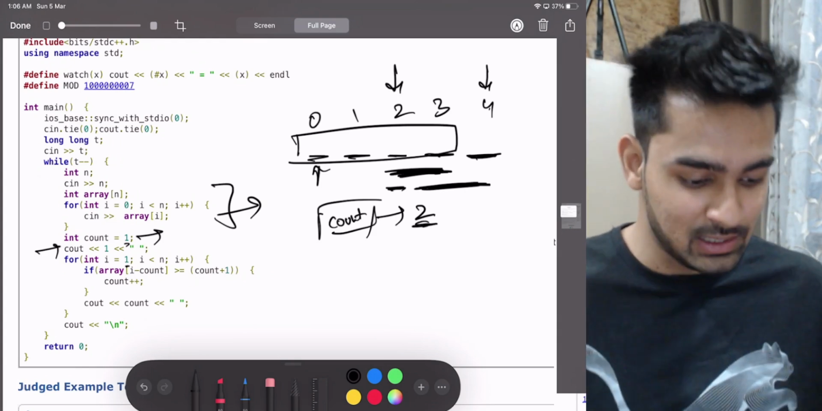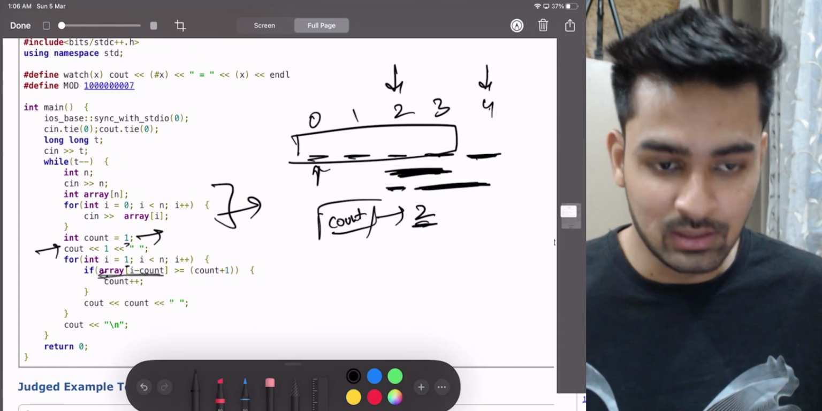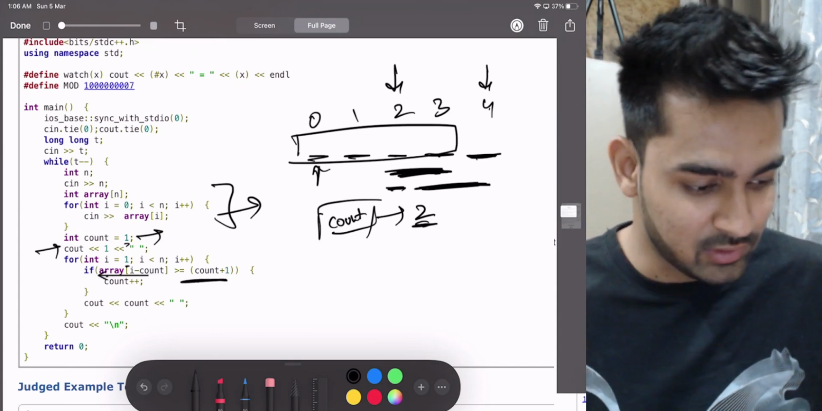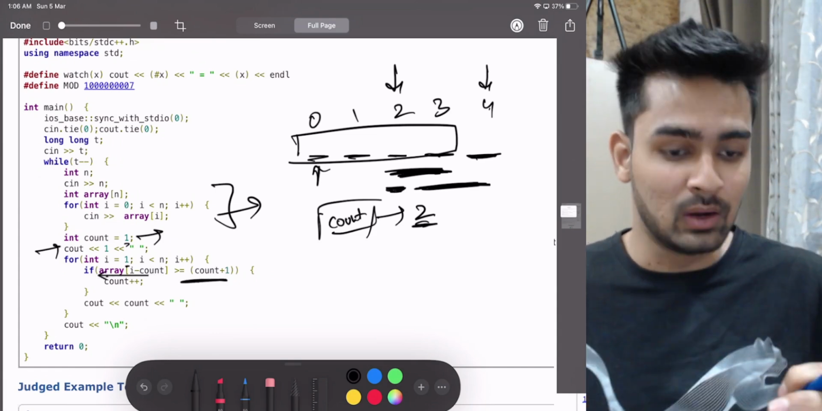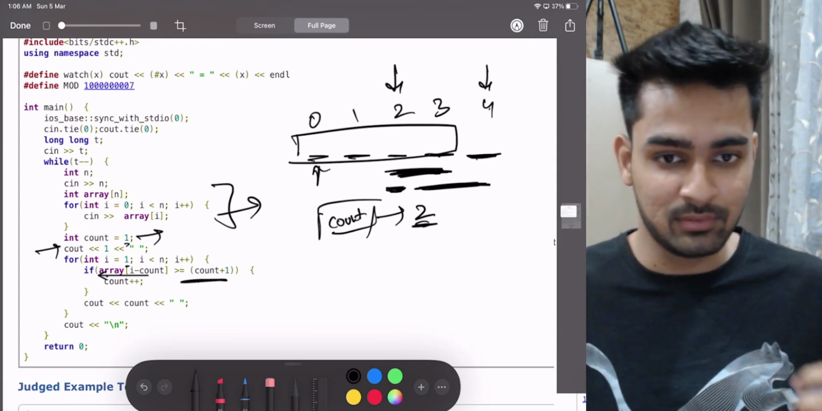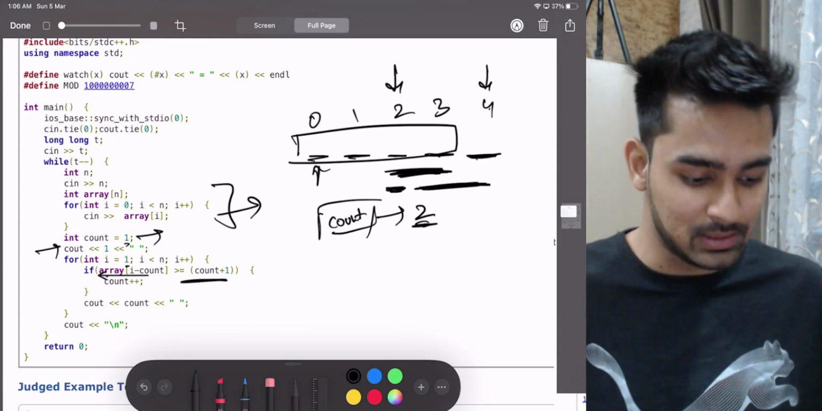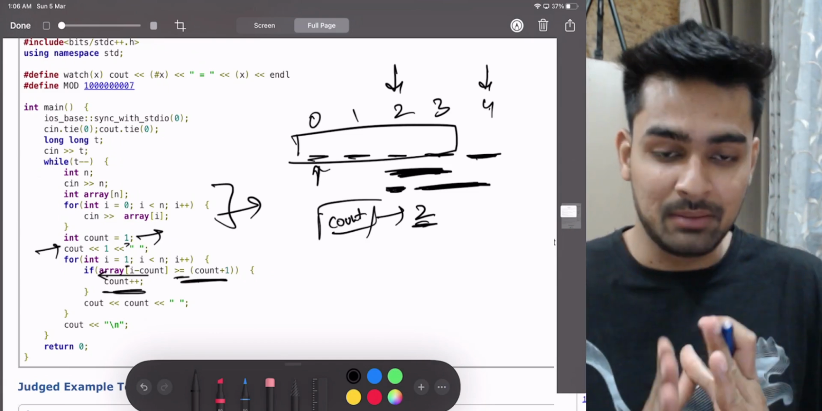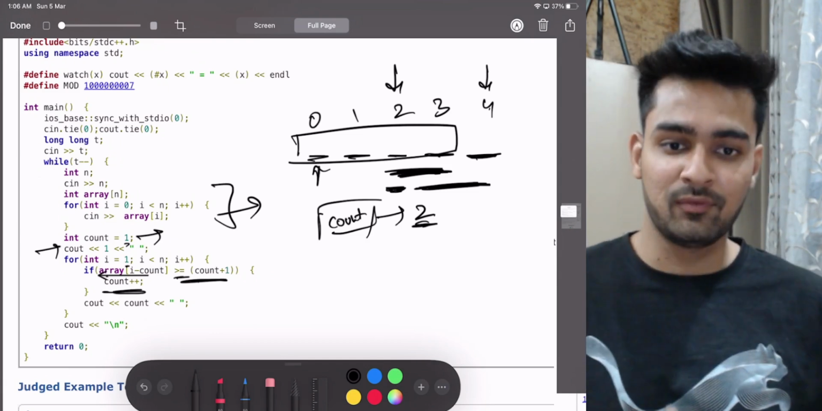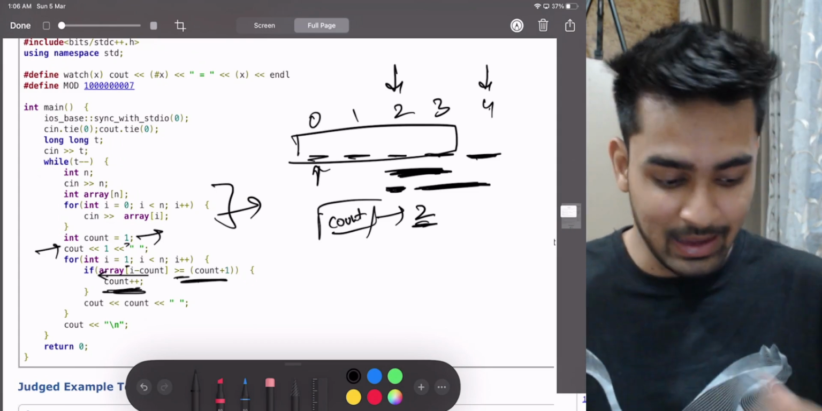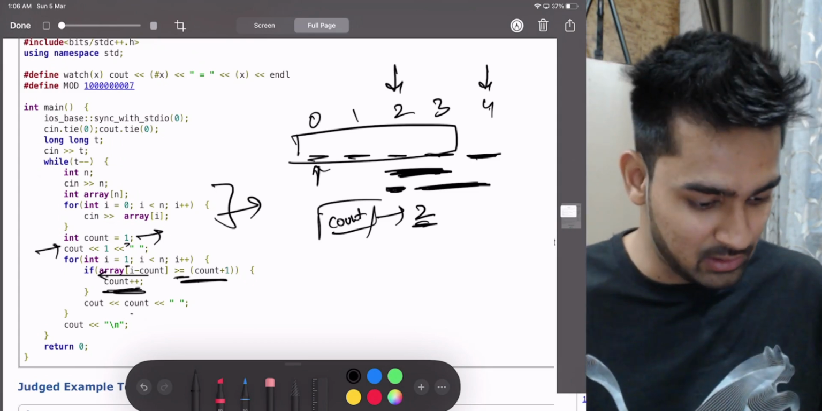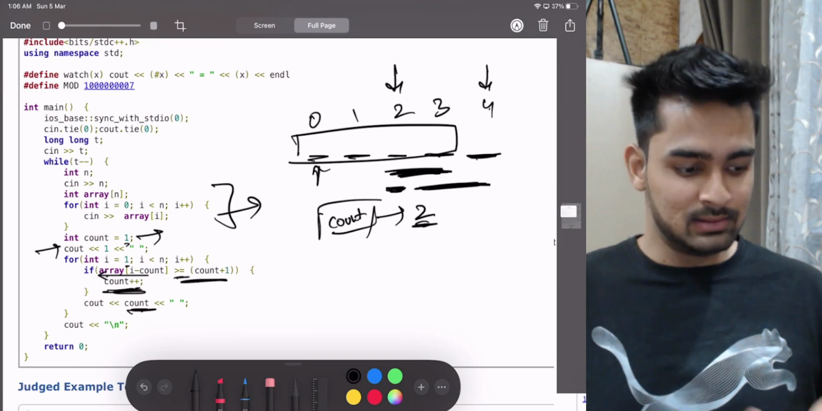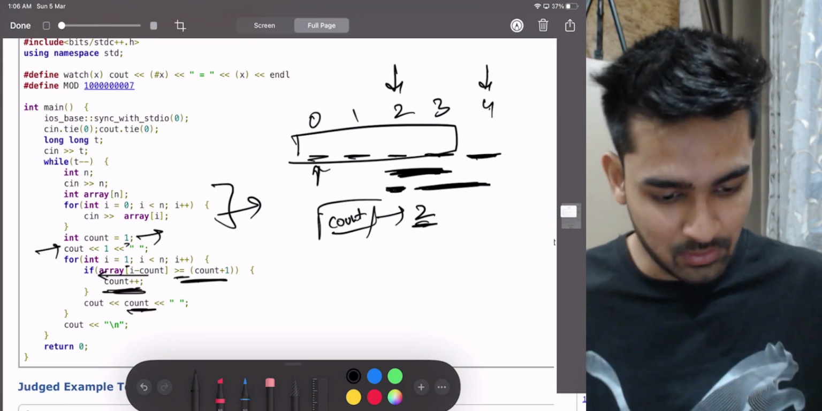So I just have to check if array of i minus count is greater than or equal to count plus 1, because if I include this one, my total count will be count plus 1, so I have to multiply the denominator by count plus 1. If that is greater than or equal to count plus 1, then count plus plus, as I am now increasing the length of my answer. Else everything remains the same, and for every case I'm just printing out the count. That's it. That's all you have to do for this problem.